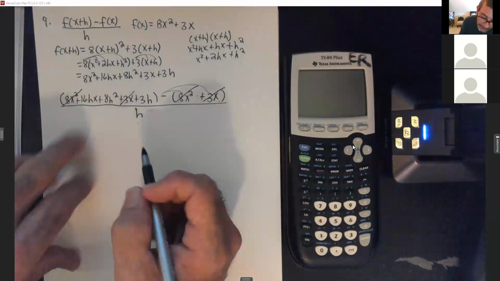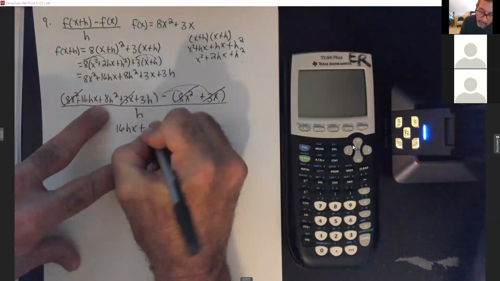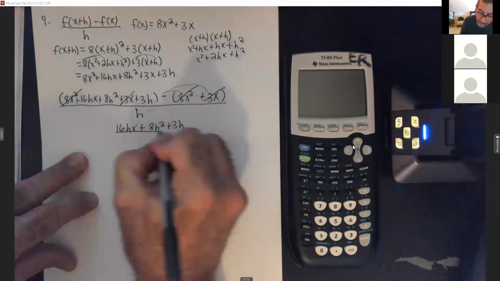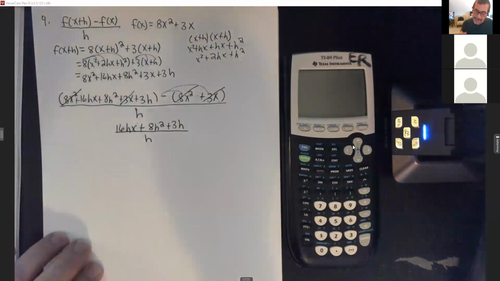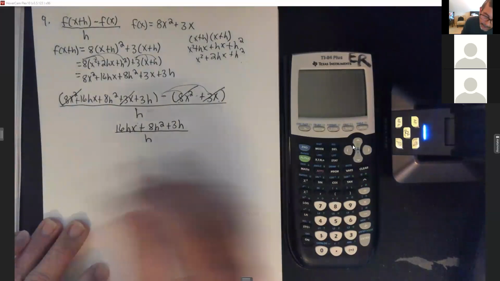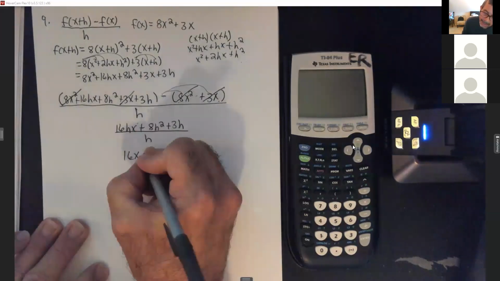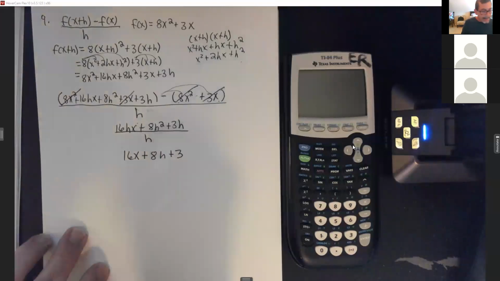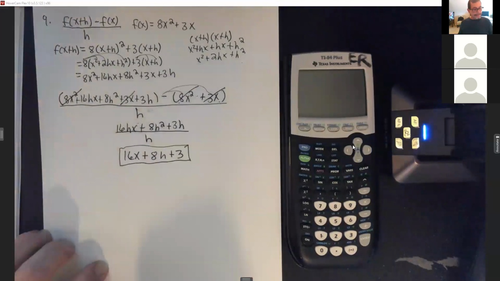So now that leaves me a 16hx plus a 8h squared plus 3h all over h. And if you remember, to get my final answer, I had to take one h out of everybody. So that I get a 16x plus 8h plus 3 all over 1. So that means this is my final answer.